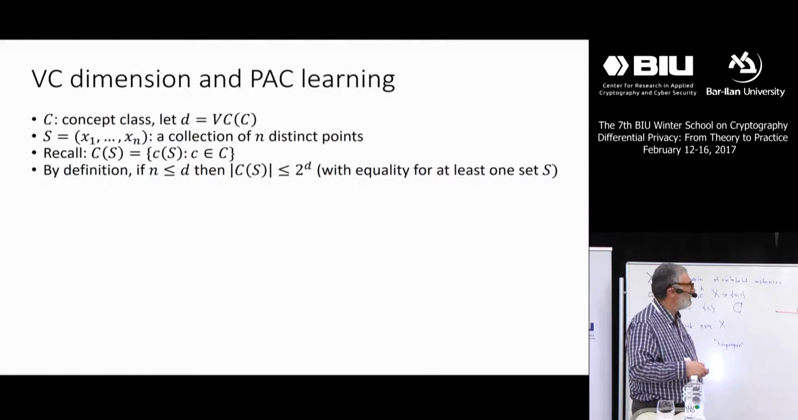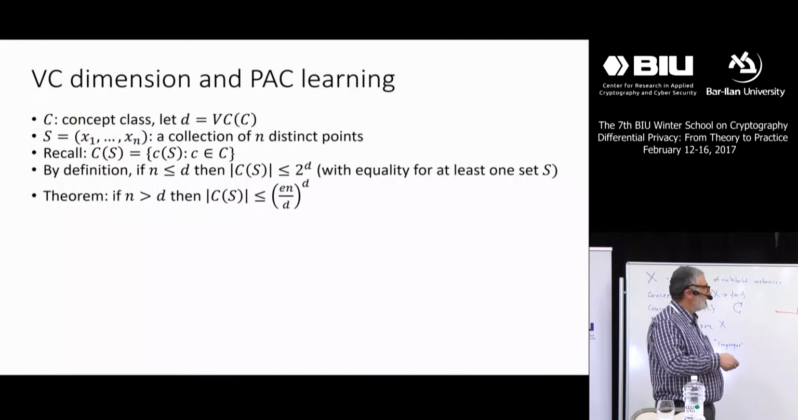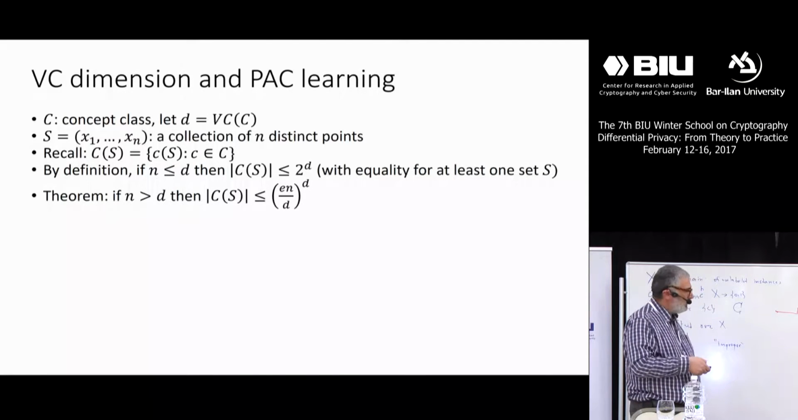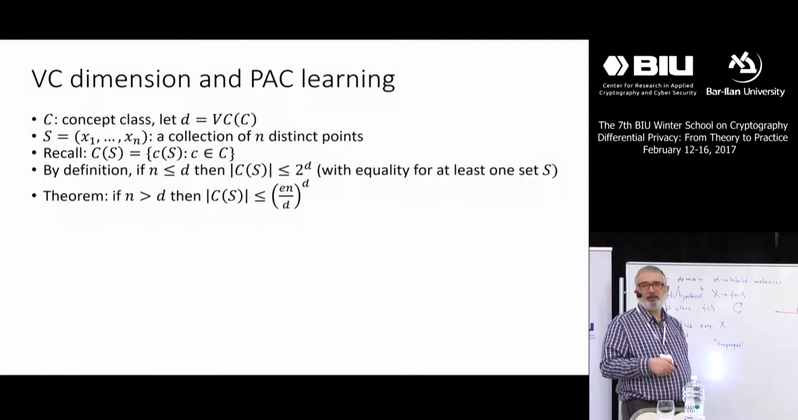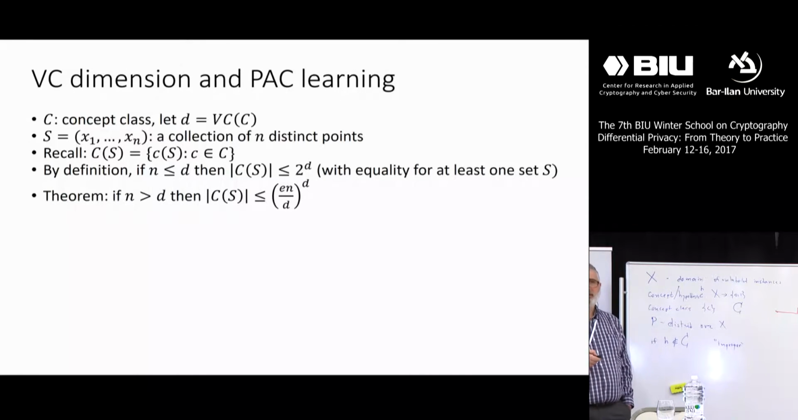Okay, and then one can prove the following theorem that bounds the size of the set of the dichotomies, and you see that it can grow exponentially until we get to the VC dimension, but then it only grows polynomially, with the exponent being the VC dimension.